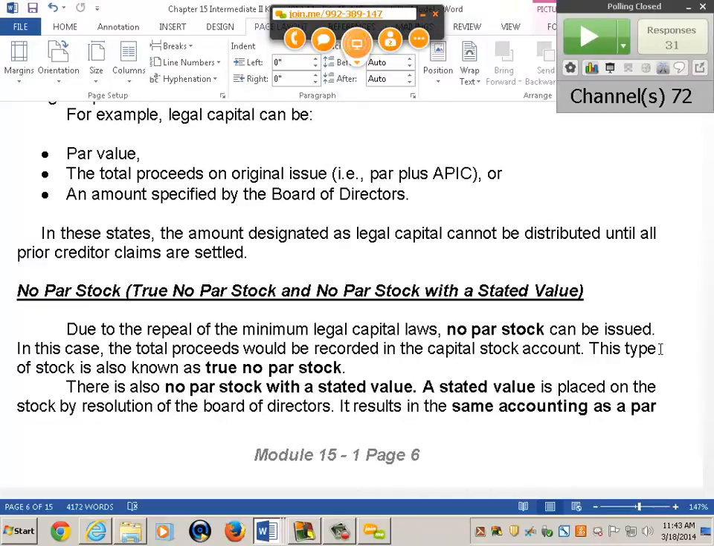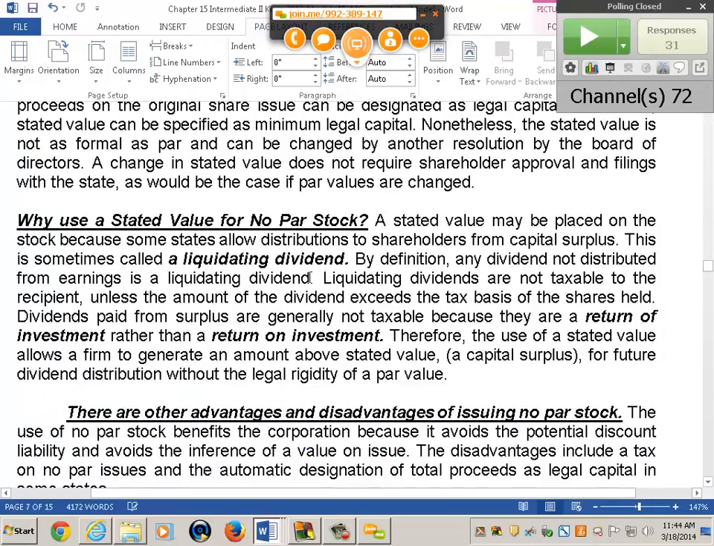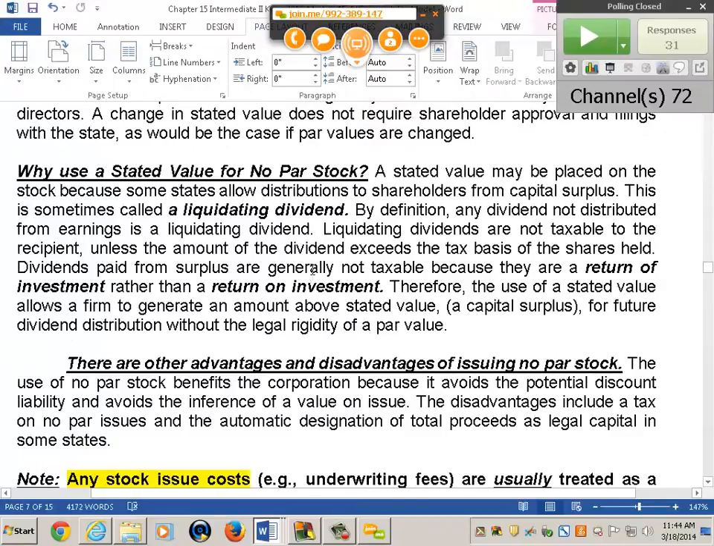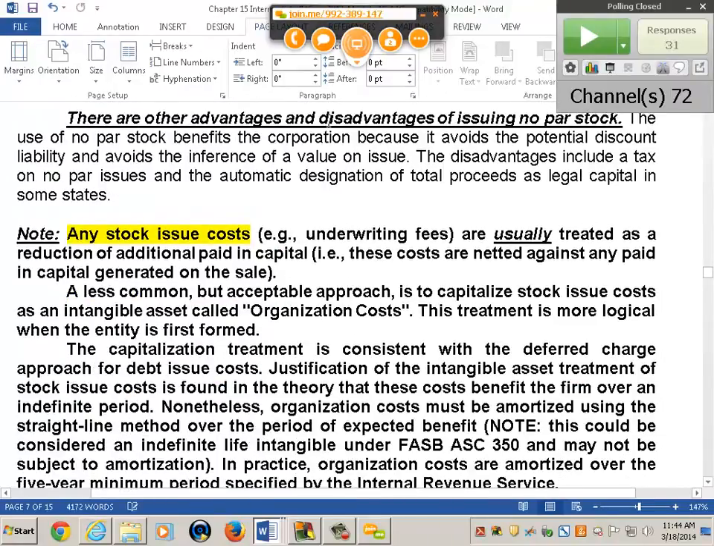Okay. Now, finally, just one last point, and again, there's the rationale why you might want to issue stock at no par and then put a stated value on it. And for our accounting, it doesn't really make any difference. Par value and stated value look exactly the same. Now, the one last issue before we look at some journal entries is stock issue cost.